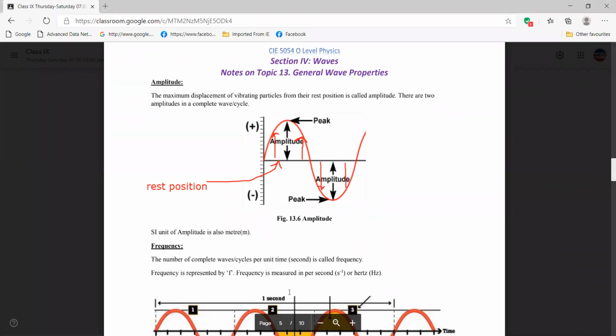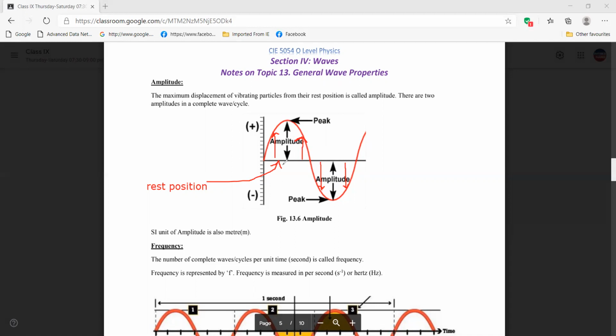So in amplitude, we have displacement of the particles from the rest position. In this rest position, there are lots of molecules, right? Some molecules are vibrating more and some molecules are vibrating less. And this vibration of the molecules is called displacement. Displacement is going upwards and downwards, right? If you are sitting in one place and from there you are moving, that is called displacement, right?